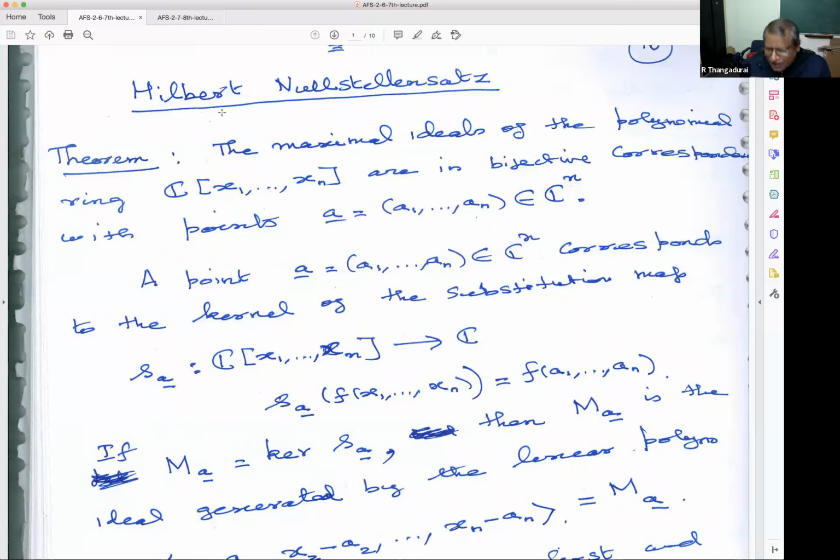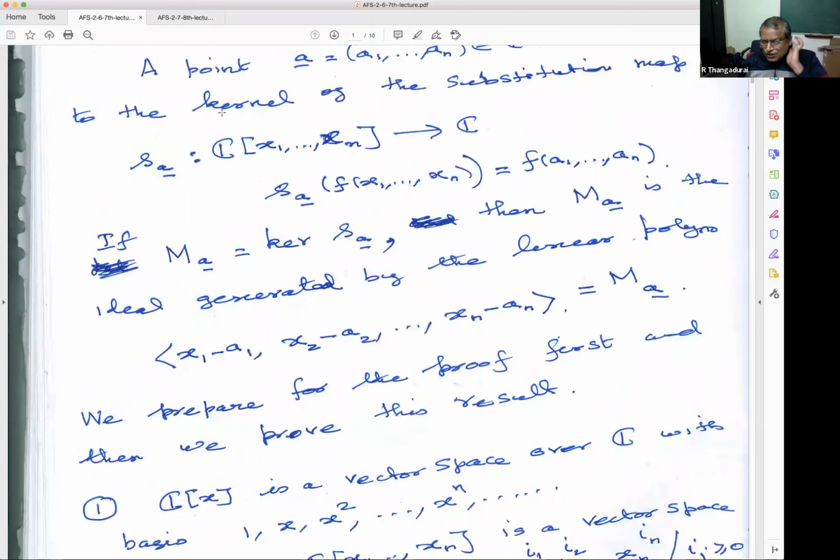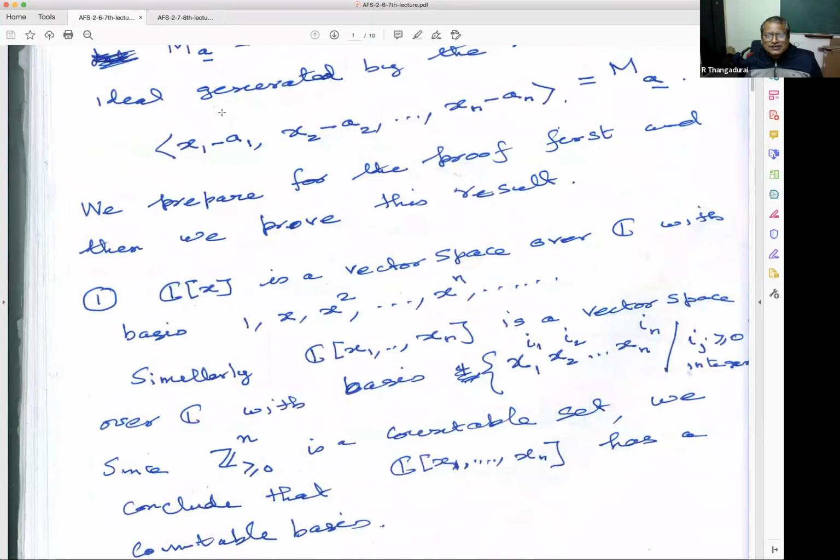So it's very natural. Given a point, we have one very nice homomorphism, which is a substitution map from the polynomial ring to the complex numbers, which takes any polynomial to the value of the polynomial at that point. We know that this is a ring homomorphism, surjective, etc. Therefore, the kernel is an ideal. Now we have to prove it is a maximal ideal, and then the converse also we have to prove. This is the statement.